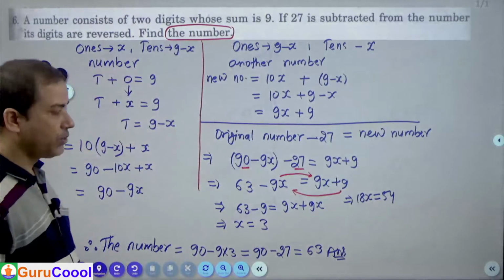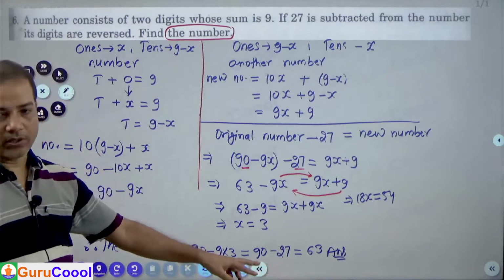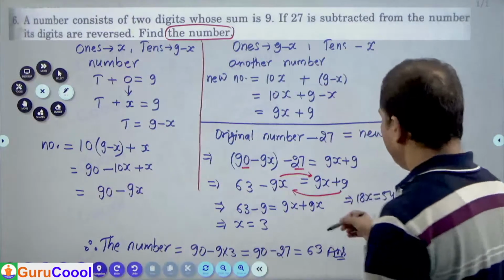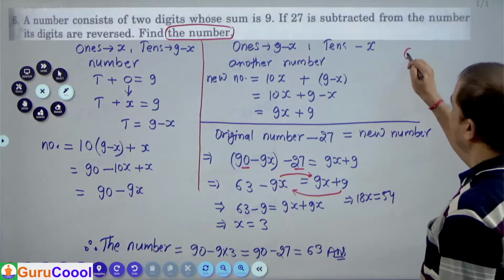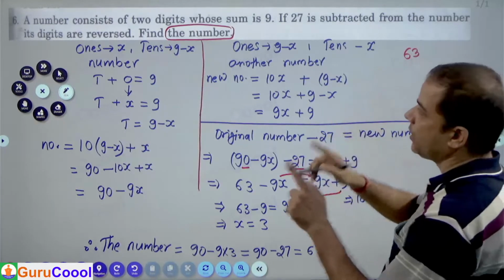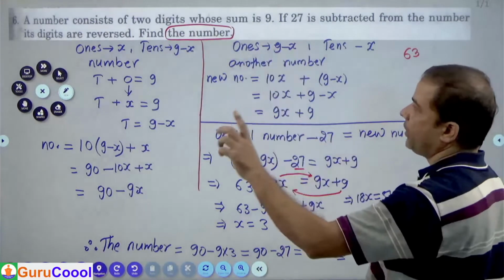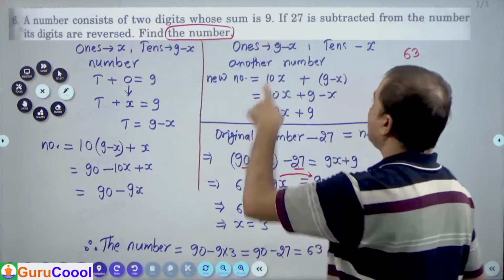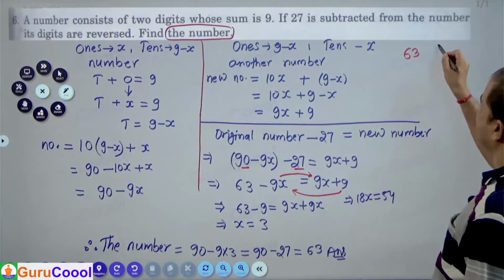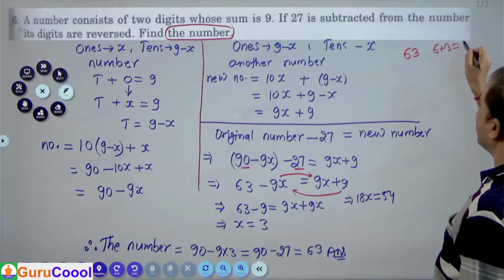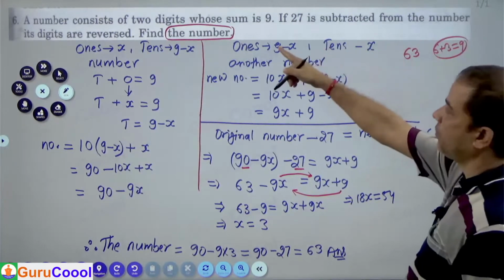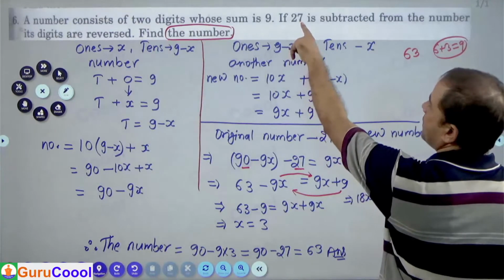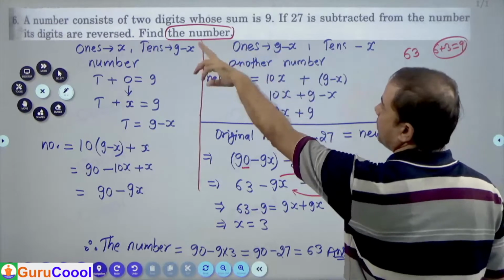Now, if you want to check if the answer is correct or not, how to check? Very simple method. See, our number we have got 63. Let us check if all the conditions are fulfilled. First condition was that the sum of two digits is 9. Check it. 6 and 3 add up to 9. First condition is fulfilled.